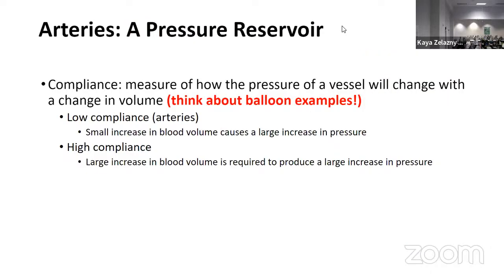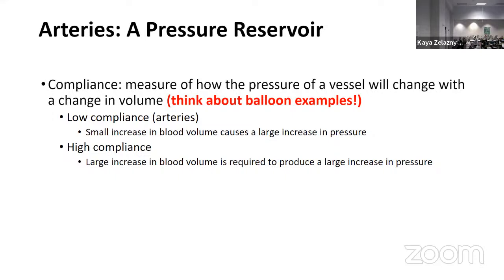So when we're thinking about compliance, compliance is a measure of how a blood vessel changes in response to a change in volume. Part of why I didn't phrase it exactly this way on the last slide is I think it takes a while staring at these definitions and thinking about them over and over to internalize what we're talking about with pressure and volume here. So you will be set if you remember that arteries have low compliance and hold high pressure, and veins do the opposite. They have high compliance and lots of volume.